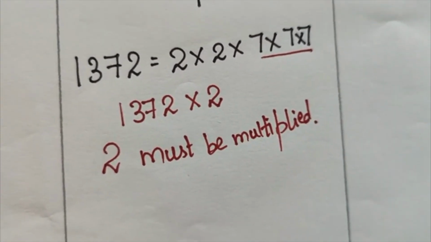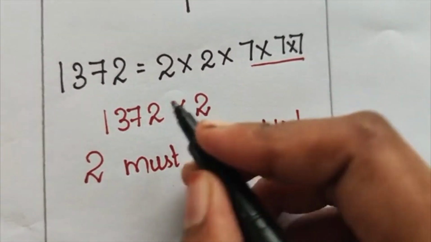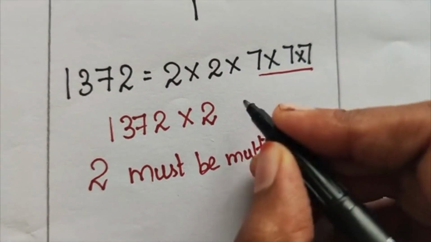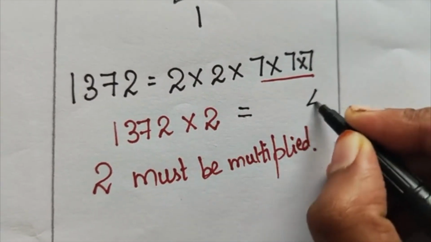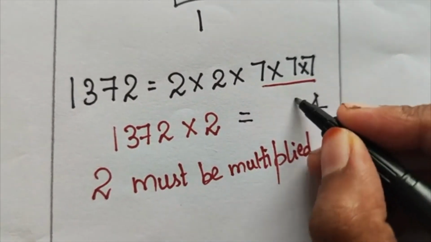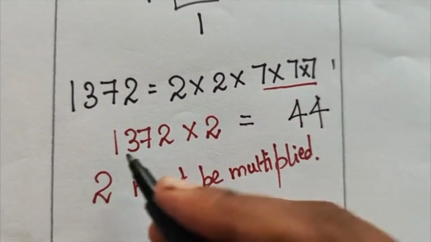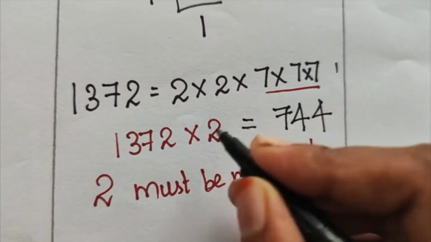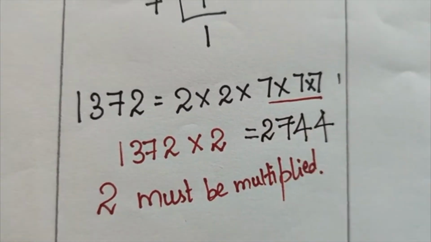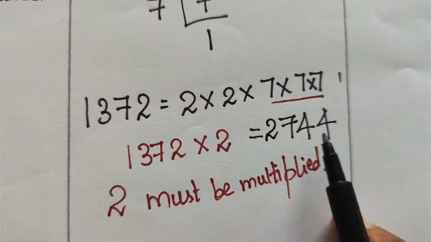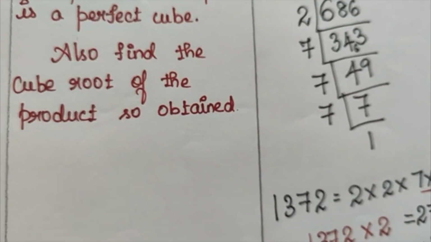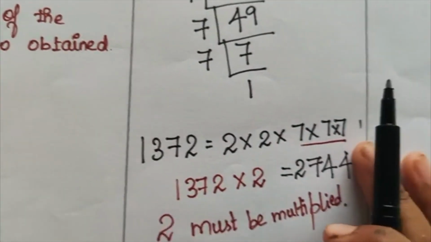So we need to find the product. What is the product? We get 1372 into 2. 2 2s are 4. 2 7s are 14. Balance 1. 2 3s are 6 plus 1 is 7. 2 1s are 2. So 2744. The sum is not over because they are asking to find the cube root of the product so obtained.